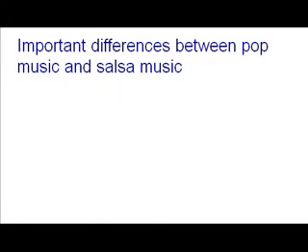Okay, let's look at some of the differences. In pop music, the rhythm is typically expressed by one dominant drumming pattern, which stays relatively constant and can be heard clearly throughout the song. It sounds something like this.